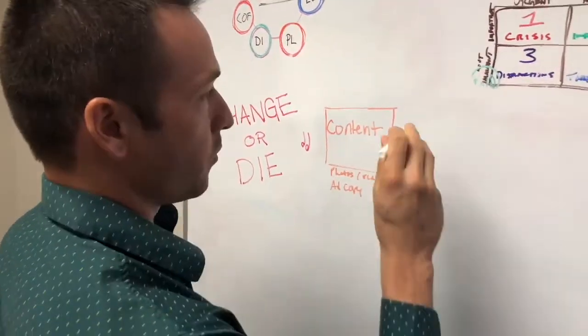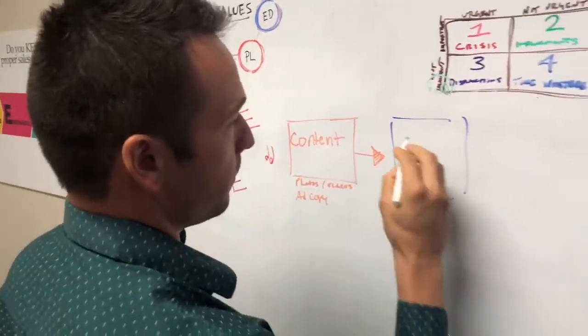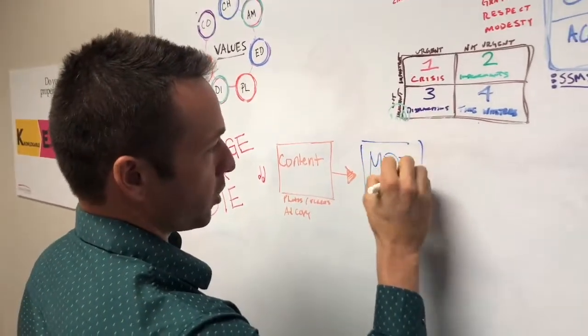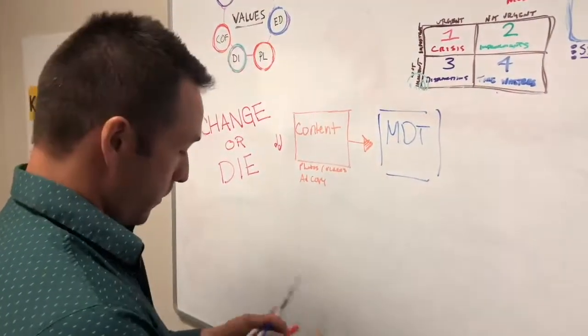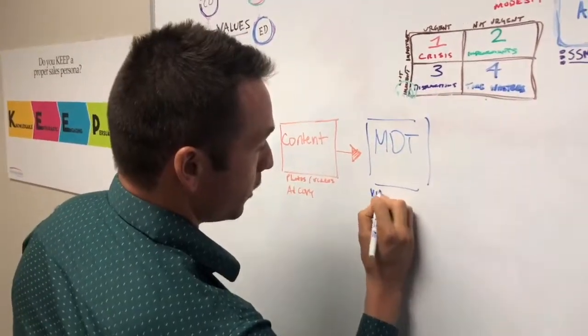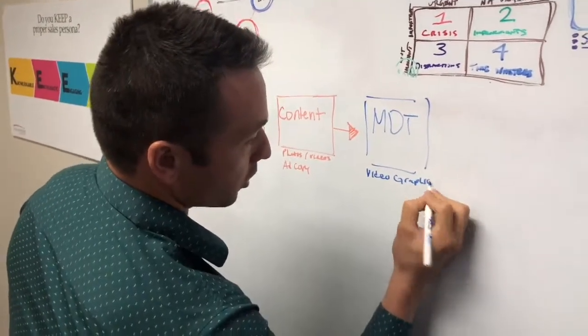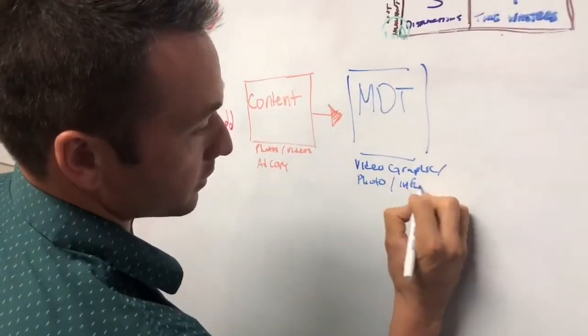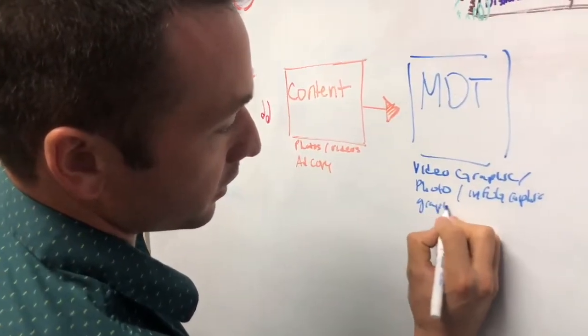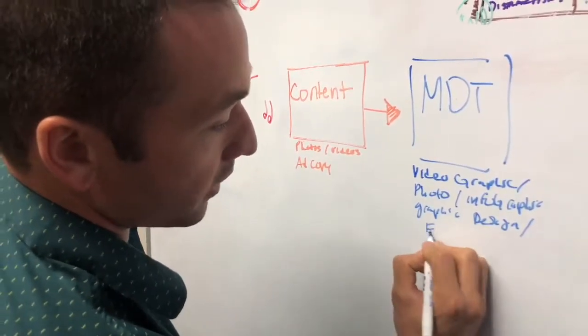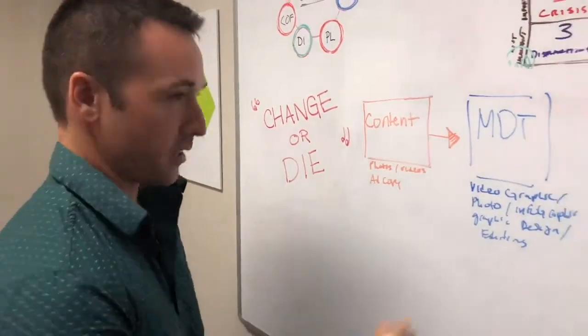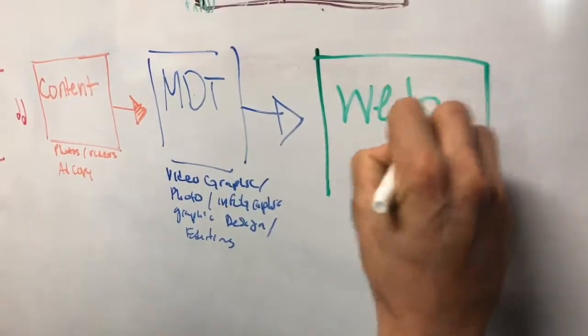It's very important. Then you move on to the multimedia design phase, MDT, multimedia design team, or you can call it the phase if it's one big team. The multimedia design team is where they create video graphics, so graphic work. You can also create infographics, graphic design. This is where you're doing all the cool colors. You're editing videos, so editing. The multimedia design phase.